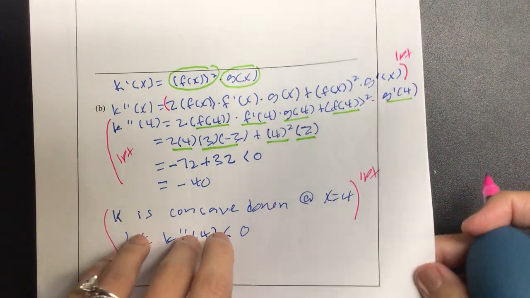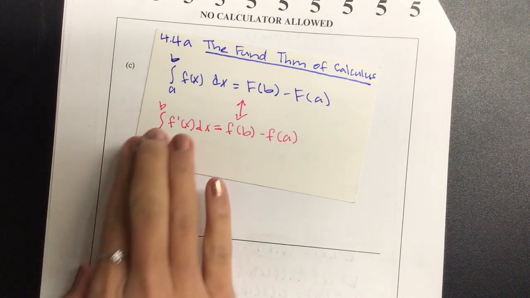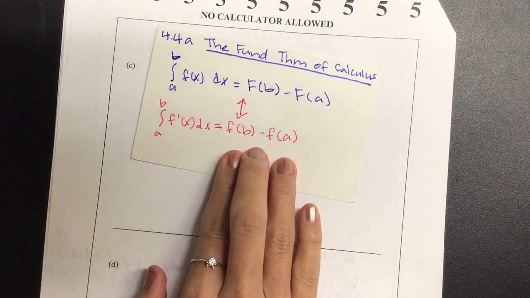For part C, we're going to use the fundamental theorem of calculus. And in case you forgot, I'm going to show you the card. At some point, this is going to happen, and we're going to apply this.